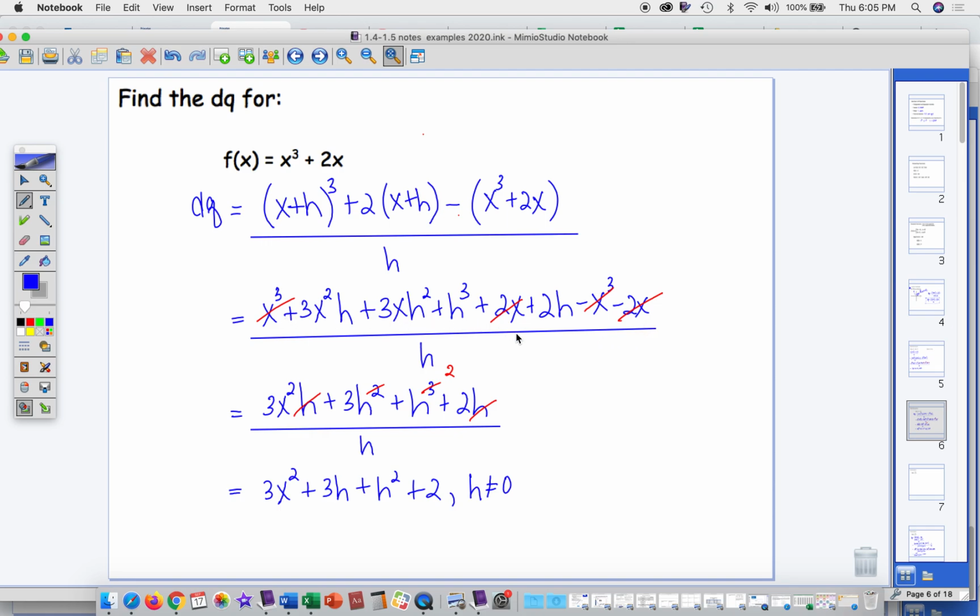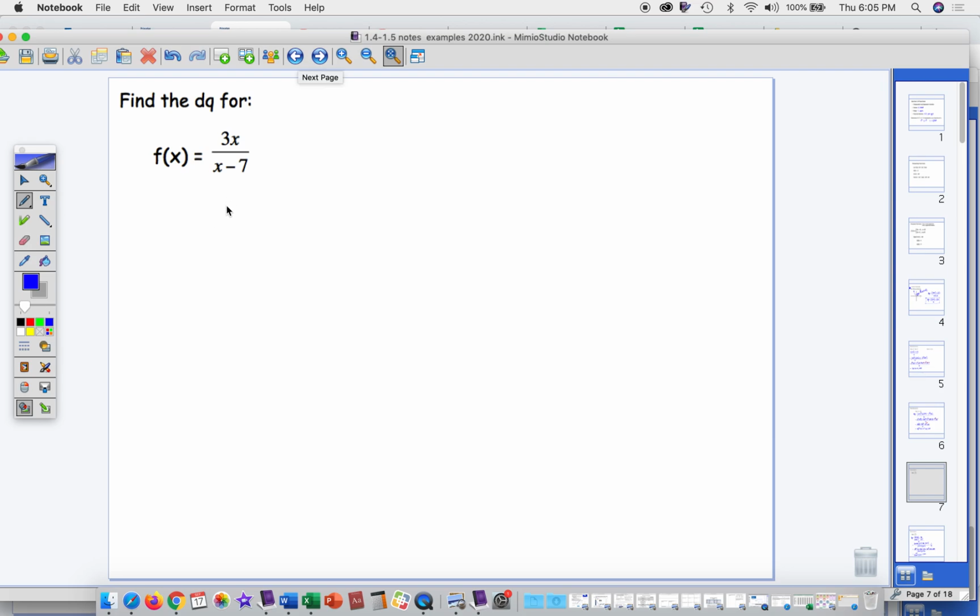We have terms again that drop out, the x cubed and the 2x. All of the terms that remain have an h in them, so we can reduce everything by h. And again, since we reduced that h from the denominator, we have to say that h cannot equal 0. We have one more example for you to try. Go ahead and give this one a try. You're going to end up with a complex fraction, so make sure you simplify that. Pause the video now, and when you're done, come back and I'll show you the solution.